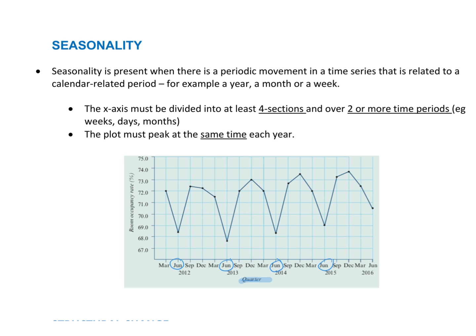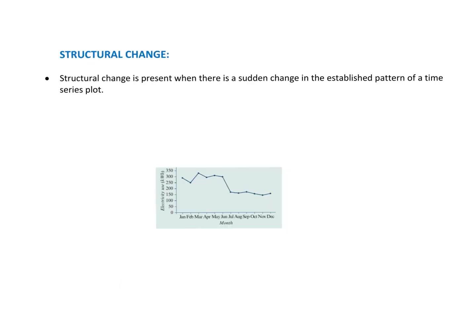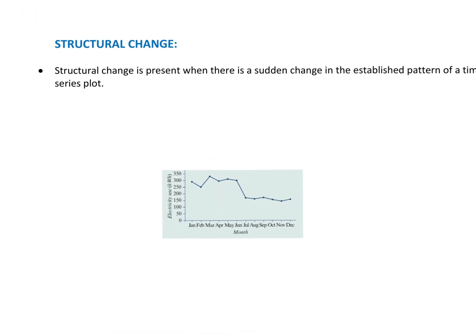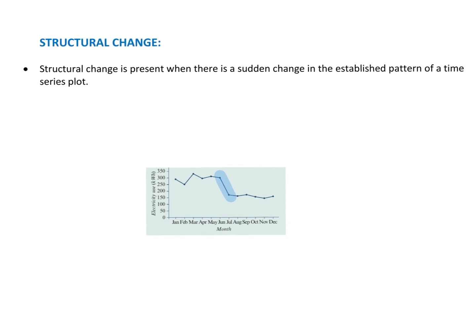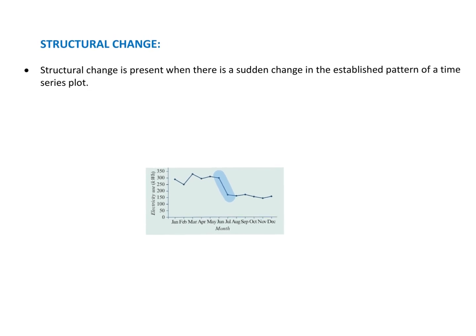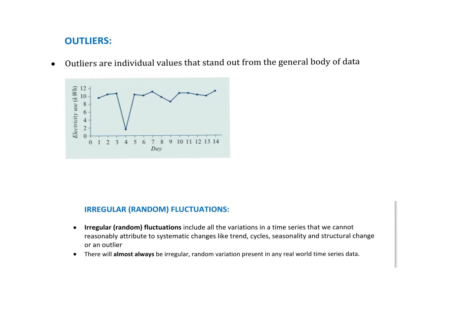So have a think about your data when you're getting it, and think logically, because we use real data, and your logical answer will help you decide. Okay, so structural change, we mentioned it. Say here, we might just say there was a sudden drop here. If we were describing this time series, we might say an overall downward trend with a major structural change between June and July. So you might comment on that.